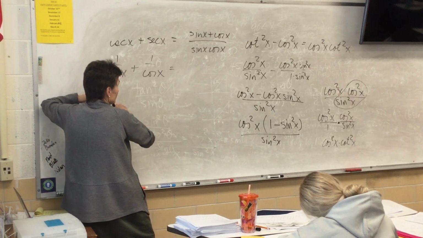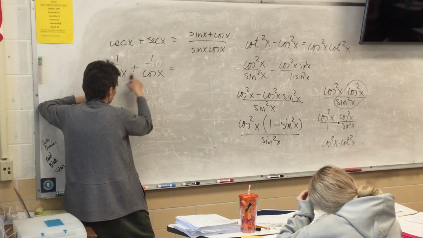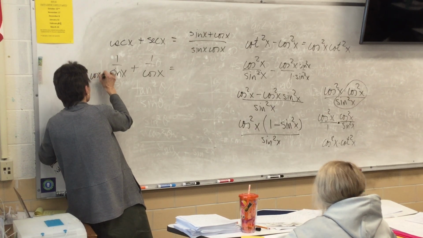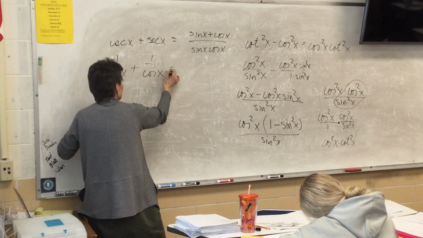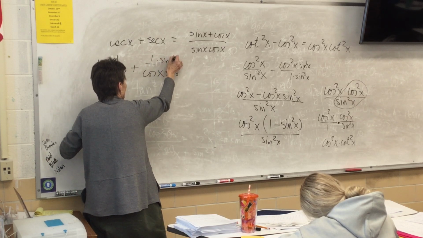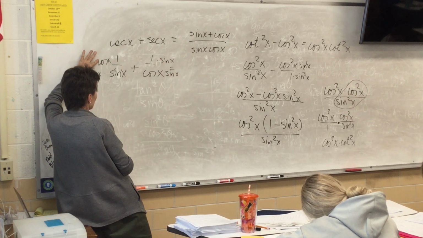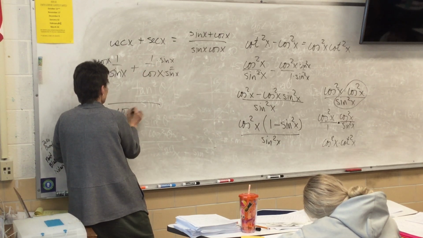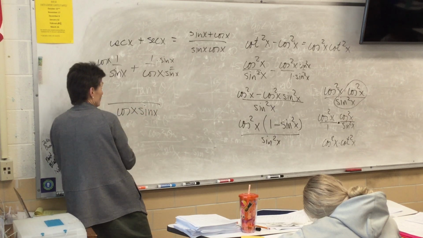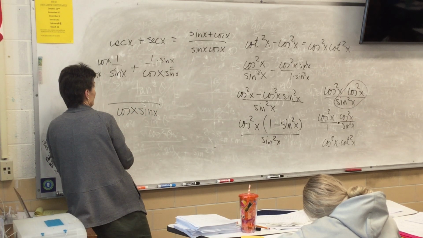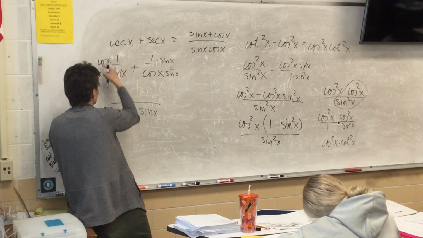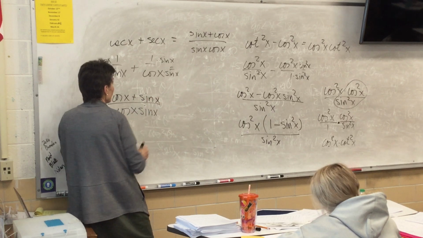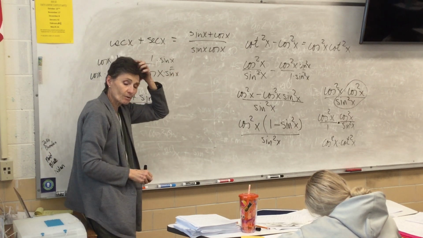Well, now what do we have? Two fractions. So our common denominator will be cosine sine. So this one has to be multiplied by cosine. This one has to be multiplied by sine, so that they now are the same denominator. What's the numerator? Well, that one is cosine, and that one is sine, and oh my gosh, we're done, aren't we?